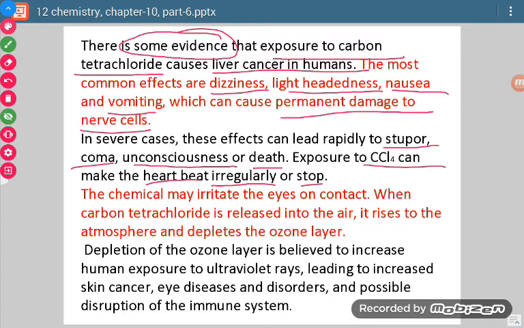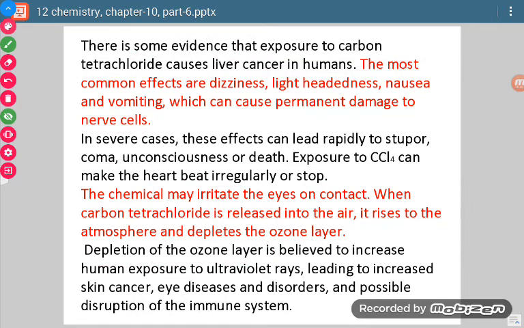The chemical may irritate the eyes on contact. When carbon tetrachloride is released into the air, it rises to the atmosphere and depletes the ozone layer. So see, it is one of the constituents which may cause depletion of the ozone layer. So its use is avoided, because if we are using it, then it is resulting in so many problems, so its use is also avoided.